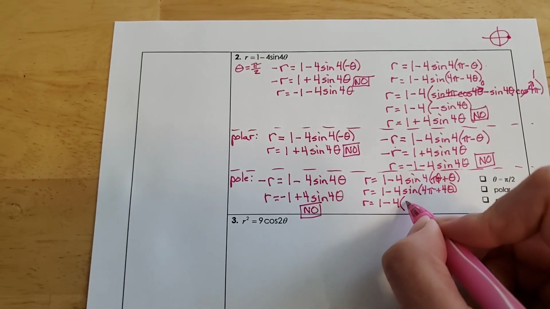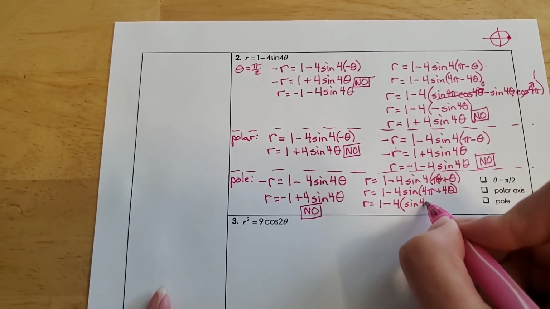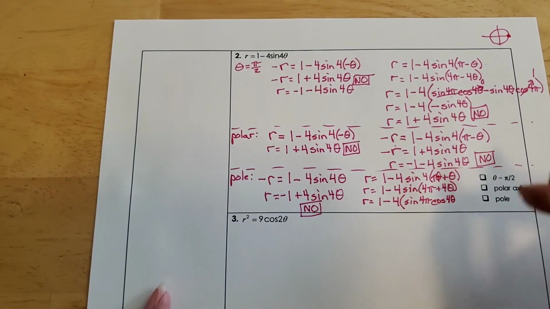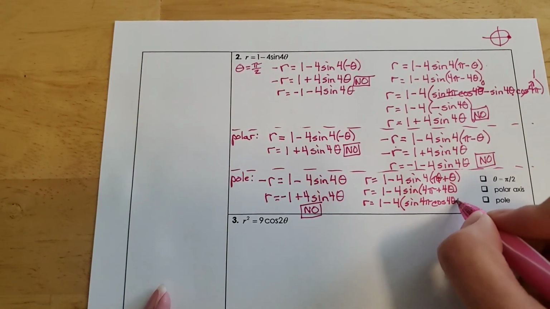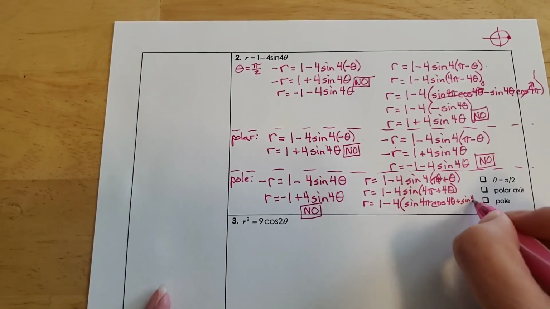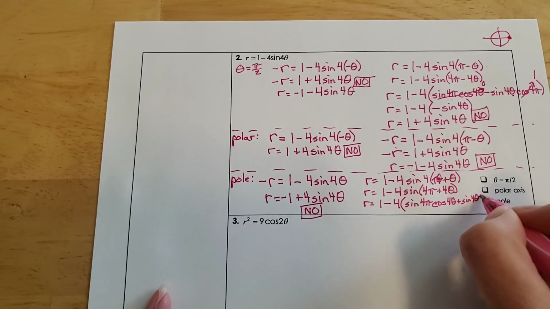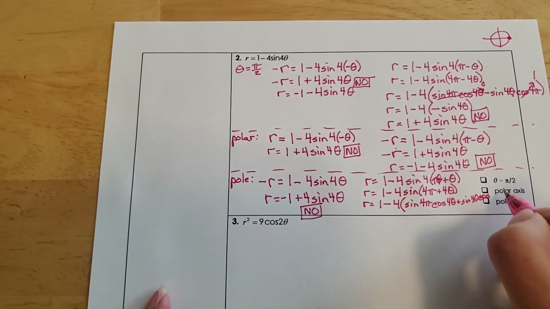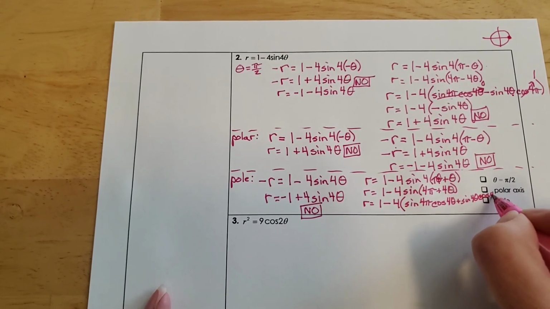So this is sine of 4 pi, cosine of 4 theta, plus sine of 4 theta times cosine of 4 pi.